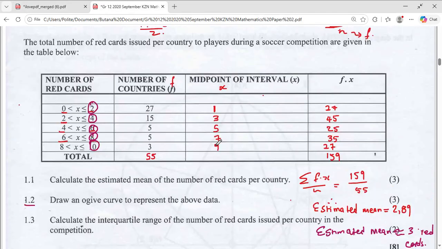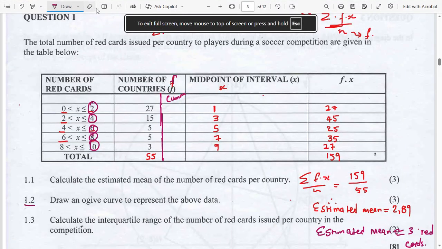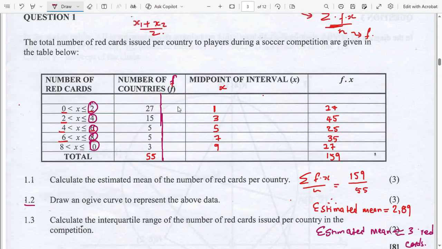So the cumulative frequency should be next to the frequency, okay? So maybe somewhere here, I'm going to create another column for cumulative frequency. I think you can see what I'm trying to do here. So the cumulative frequency, this is how it starts.